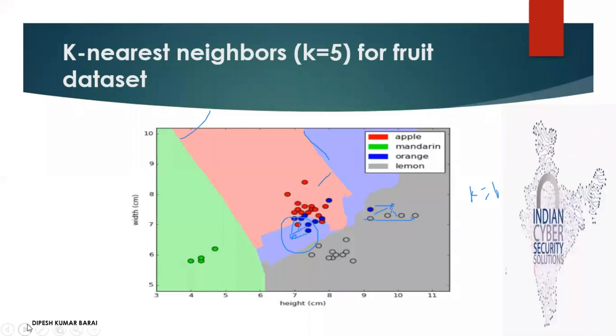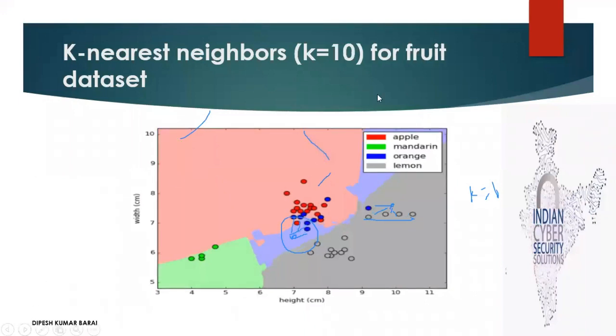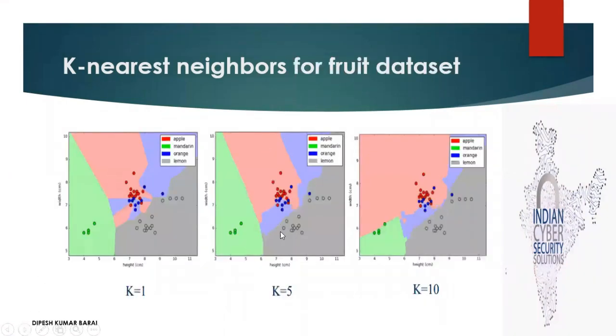Okay, so now here we have taken k equal to 10. So here also the boundary changes. If you put a data point over here, suppose a new data point, what will be the class of that point? If you take the 10 data points, 1, 2, 3, 4, 5, 6, 7, 8, 9, 10, most of the data points are blue. So that's why if a new data point comes here, this data point will be an orange data point. Okay, so now if you compare the three decision boundaries here, the decision boundary is changed by the value of k.